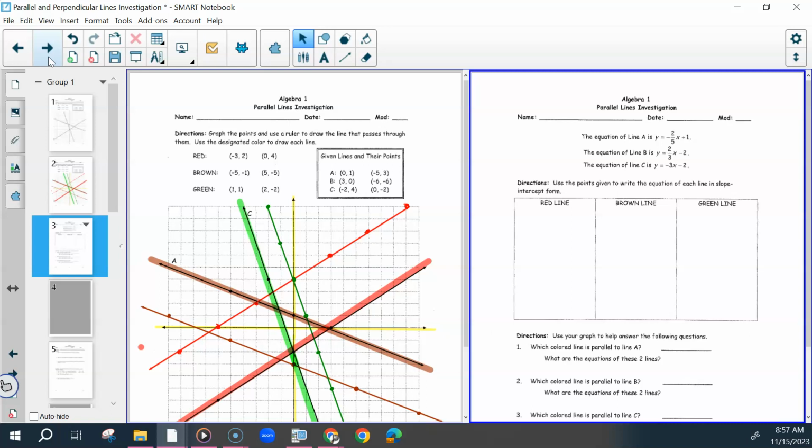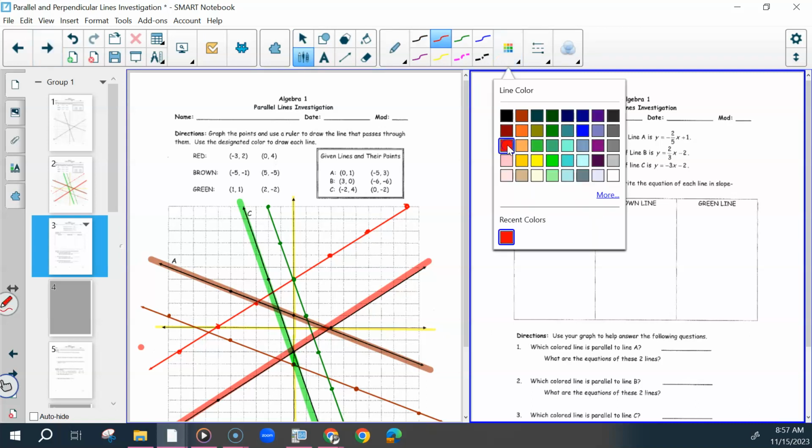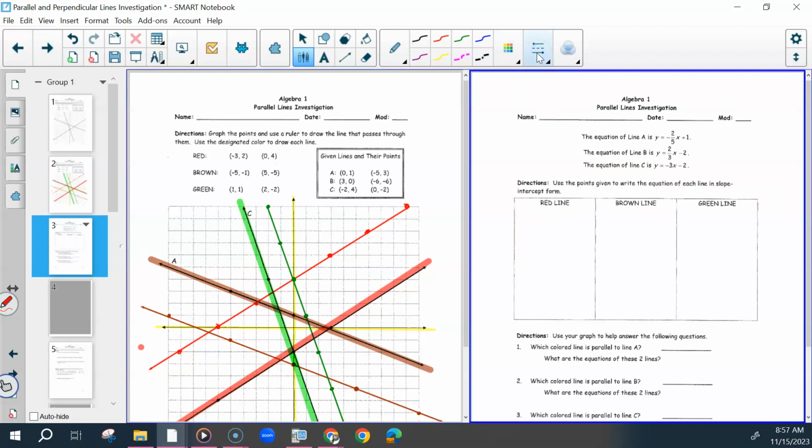I'll write them, and then we'll come back. So if you didn't get this far, that's fine, just write these down. The equation of the red line, the slope of this is 2/3. The y-intercept of the red is at 4. So your equation would be y equals 2/3 x plus 4.